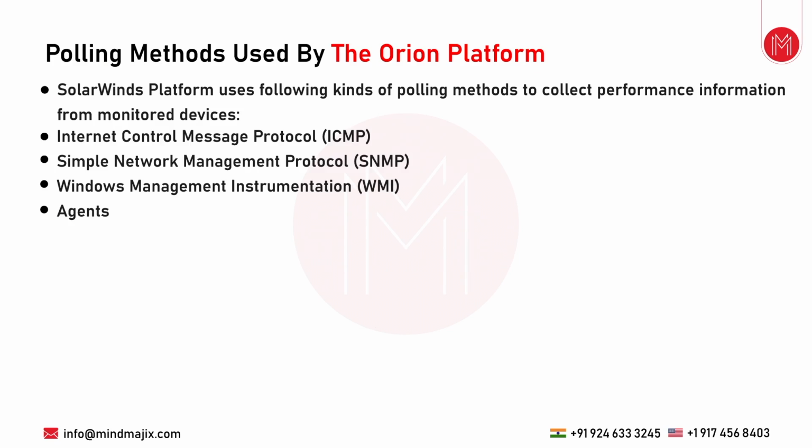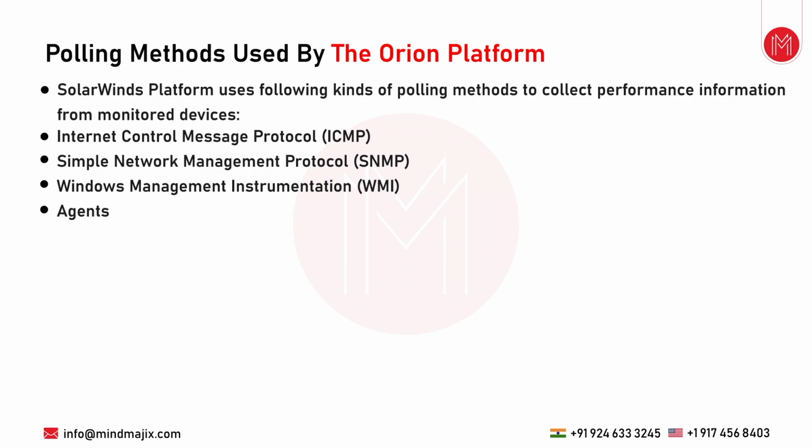I mentioned polling. Previously, we talked about polling. The Orion server will poll the information from these particular devices. So how does this polling happen? There are different polling methods used by SolarWinds in order to poll the information. These are some of the polling methods which I have included.